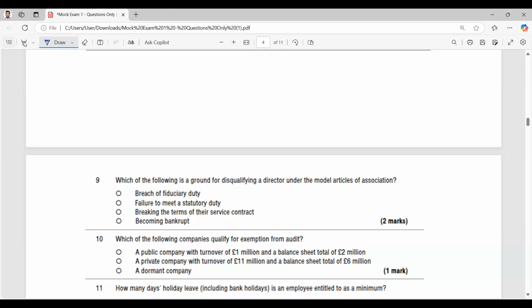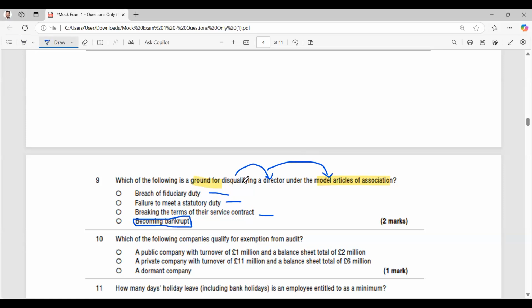Let's discuss which of the following is a ground for disqualifying a director under the Model Articles of Association. Breach of a fiduciary duty, failure to meet a statutory duty, breaking the terms of the service contract. All these three are not grounds for disqualifying a director in accordance with the model articles. If you become bankrupt, then that is a ground for disqualifying a director mentioned in the model articles.